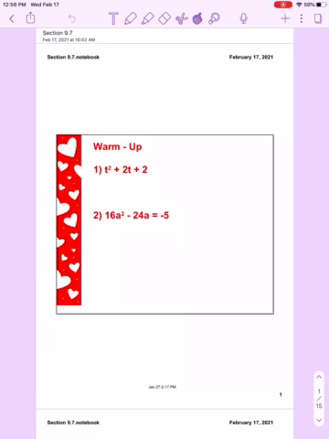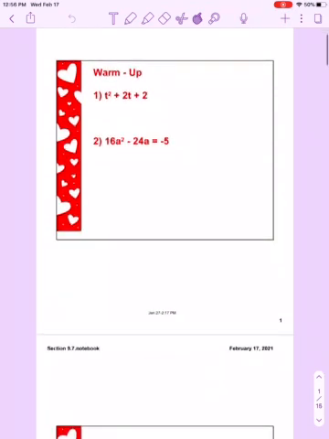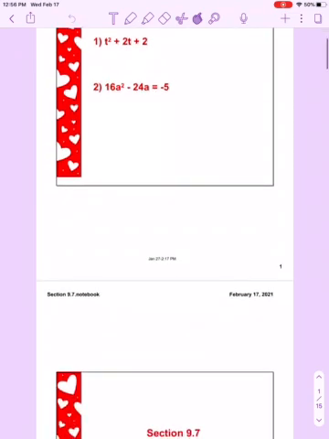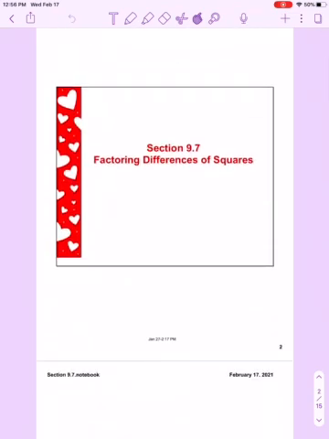All right, we are going to do 9-7. So you can go ahead and do the warm-up on your own. Make sure if there's an equal sign that you're solving. If there's not an equal sign, you just need to do the question.